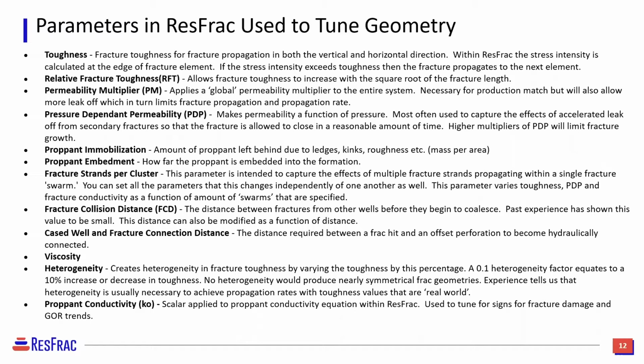The relative fracture toughness works in conjunction with the toughness. What it does as a function of length of either the short or the long part of the fracture, you specify which, it actually will increase the toughness needed to propagate. So a higher number of relative fracture toughness will generally result in a smaller fracture area.